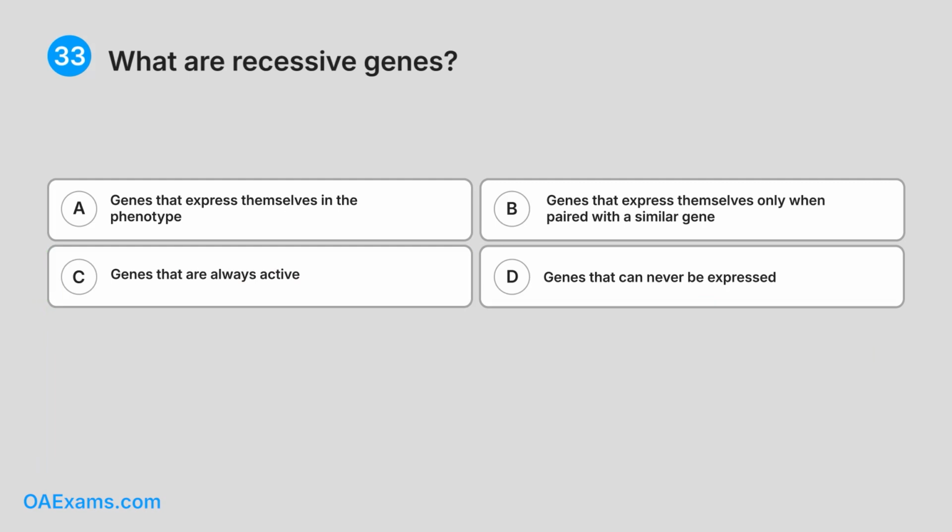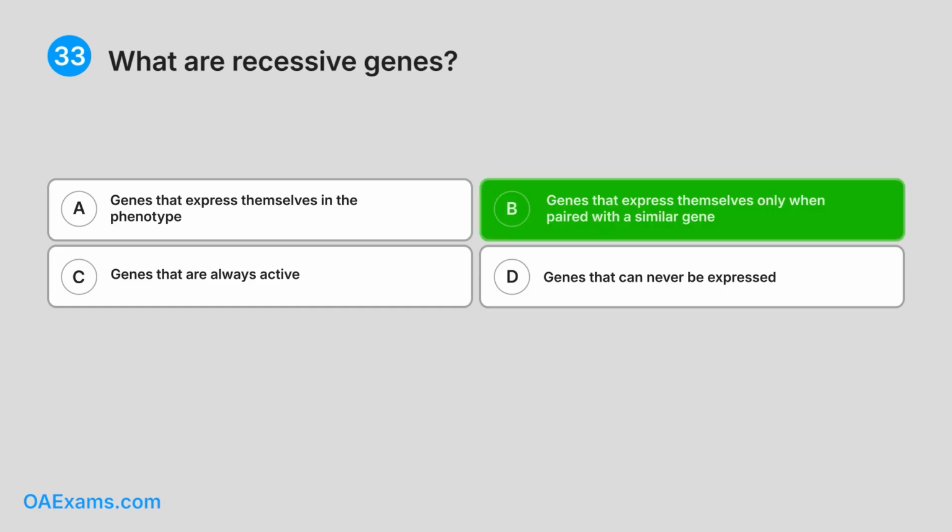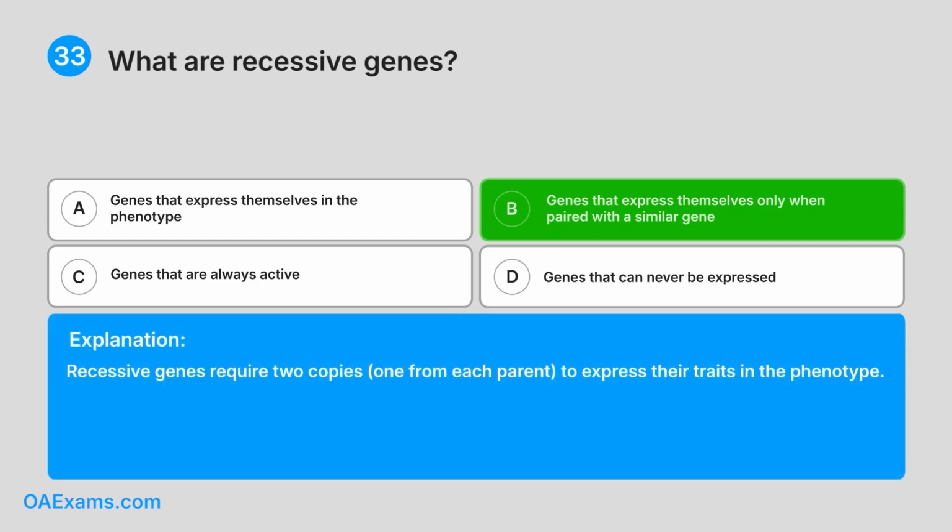33. What are recessive genes? A. Genes that express themselves in the phenotype. B. Genes that express themselves only when paired with a similar gene. C. Genes that are always active. D. Genes that can never be expressed. Do you know the answer? Correct answer. B. Genes that express themselves only when paired with a similar gene. Explanation. Recessive genes require 2 copies, one from each parent, to express their traits in the phenotype.